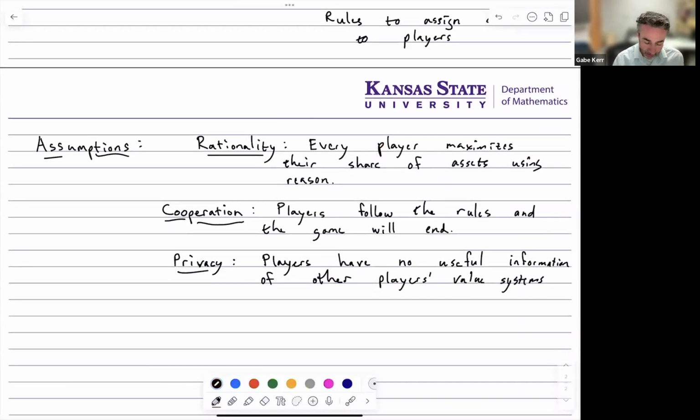And then one final assumption is this notion, I guess it's called symmetry. What that means is that each player deserves their share. And by their share, that means that they deserve greater than or equal to 1 over n times the total assets.